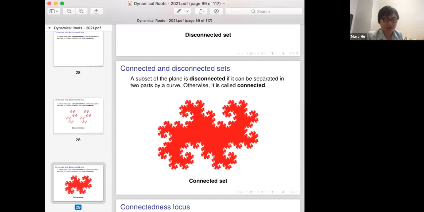It seems you didn't screen share. Sorry, you can't screen share? You didn't screen share your... I didn't screen share. Oh, I'm sorry. Okay, sorry.